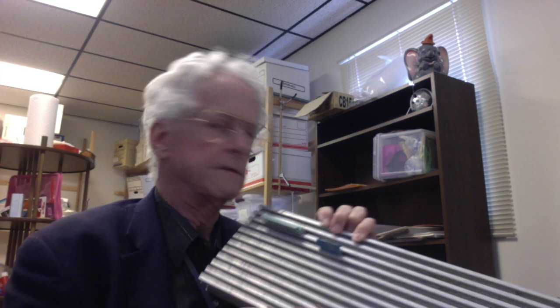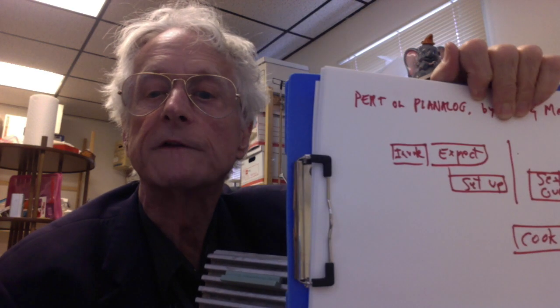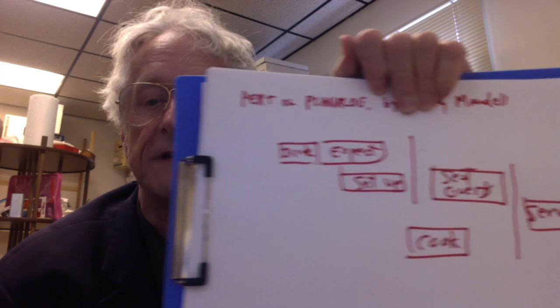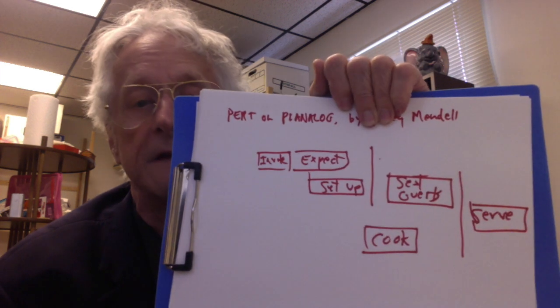And so the same PERT chart, seen in the Planalog fashion, looked like this. So, invite and expect and set up all come before seat guests, and cook and seat guests come before serve. And that could all be set up with Planalog blocks and combs. And I thought that was very clever. And he wasted a lot of time explaining it to me. It was not a business success because, I don't know.